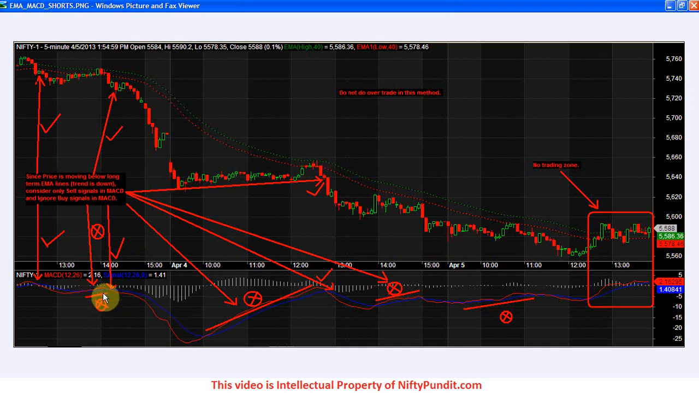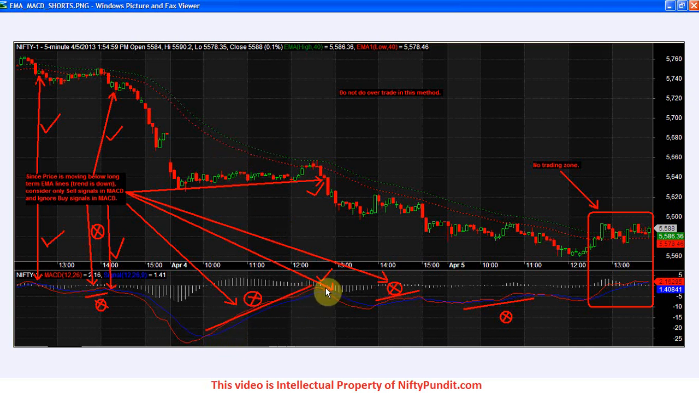There is a buy signal, but since the trend is going downwards and price is very near to the band of 40 low EMA and high EMA, we are not going to enter any trade here. And the next sell signal, there is a buy signal came here. Since the trend is down, we are going to ignore this.